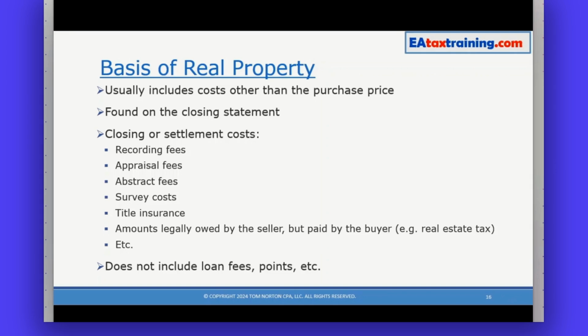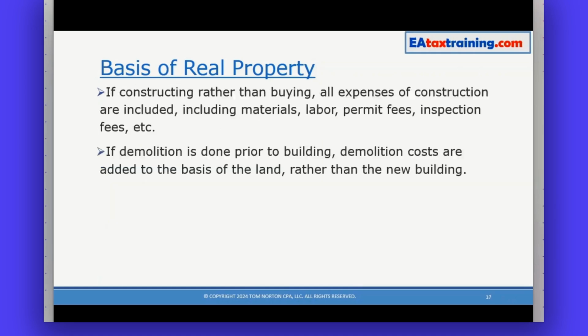Now, one category of expenses that do not get included in the basis is loan fees and loan points. So you might get a loan in order to buy a piece of real property, but the loan and the real property are different. They're two separate things. So we don't include those loan fees and points in the basis of the asset itself.